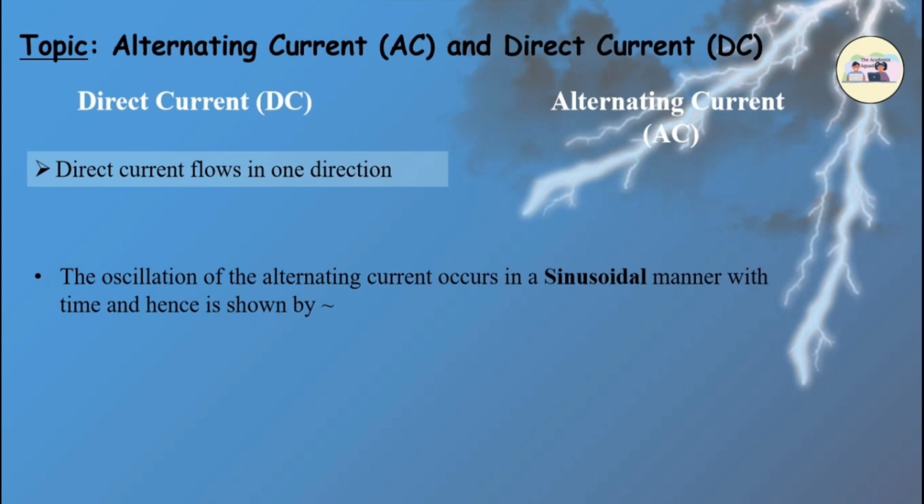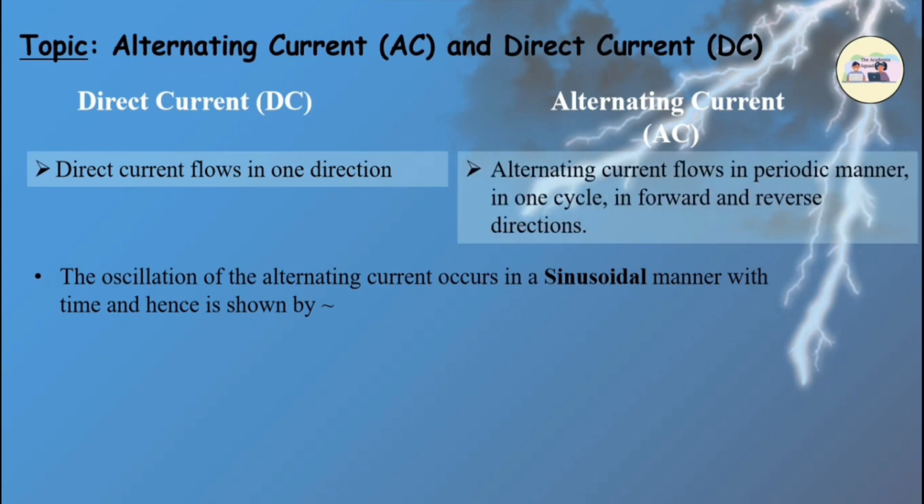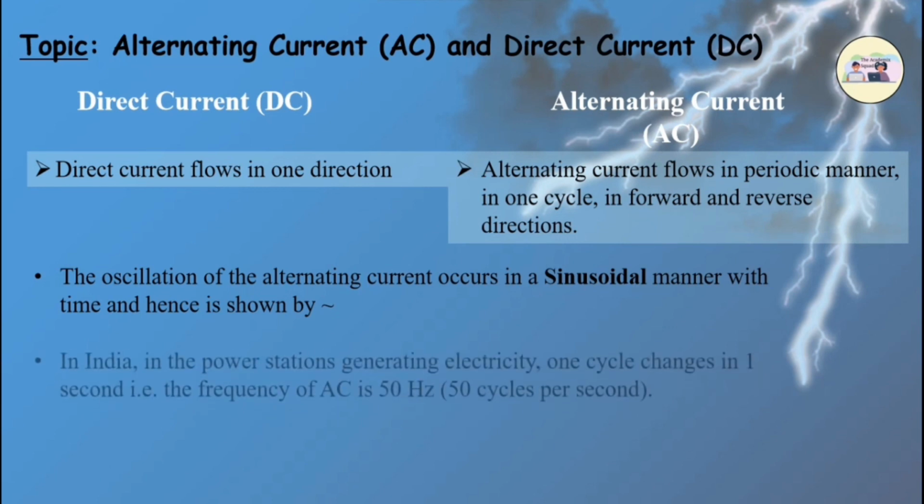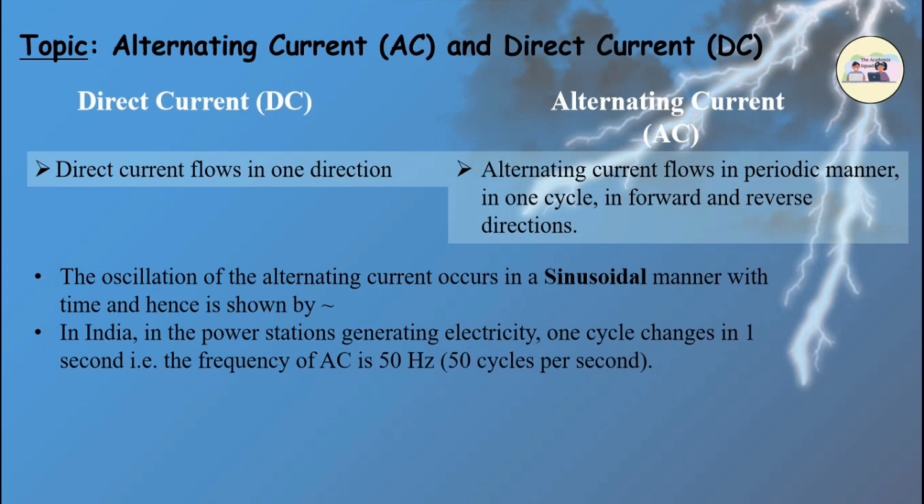Direct current flows in one direction, but the alternating current flows in a periodic manner, in one cycle in forward and reverse direction. In India, in the power station generating electricity, one cycle changes in 1/50 second. That is, the frequency of AC is 50 Hz, 50 cycles per second.